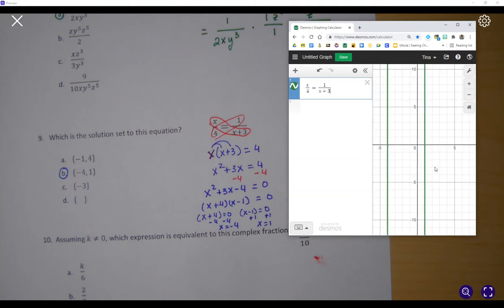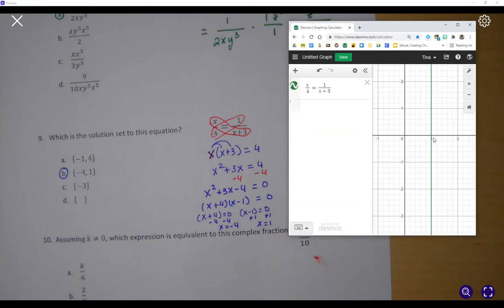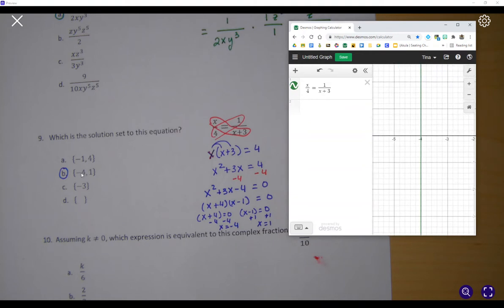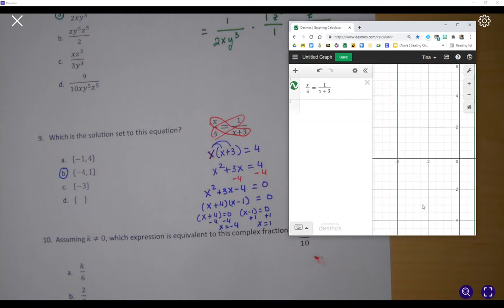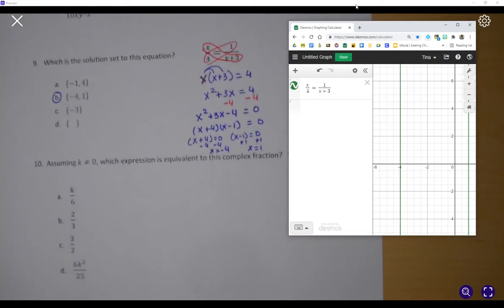So all you have to do is zoom in. There's one at 1, that's my answer that I got here. And then the other one is negative 4. It draws those vertical lines for you, showing you where the solution is.